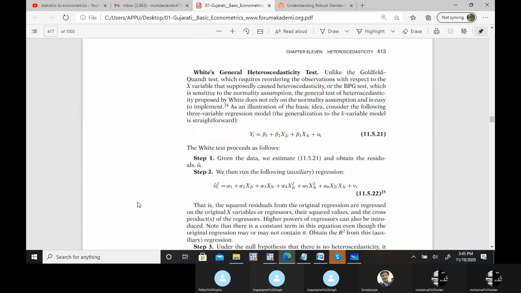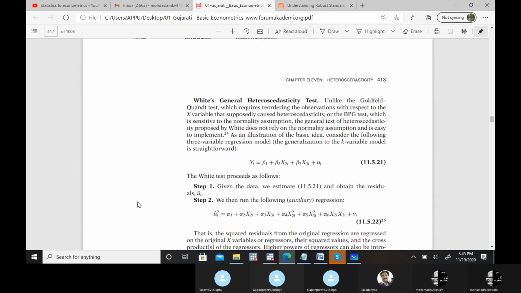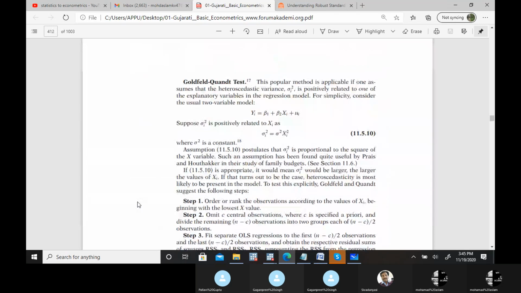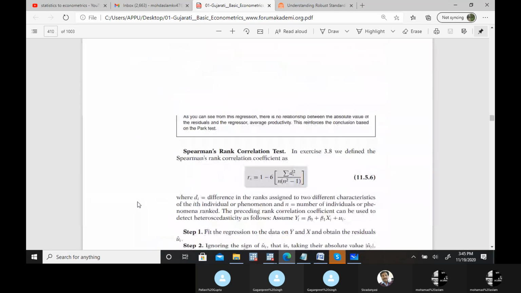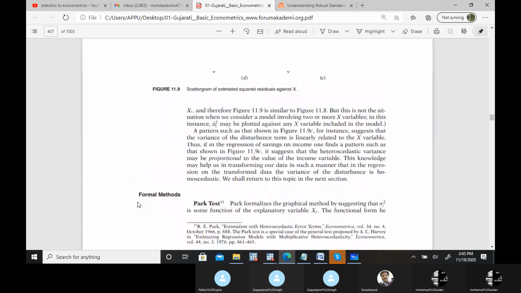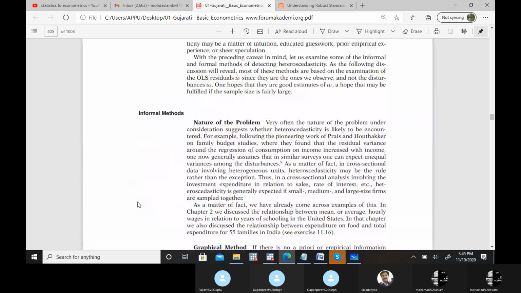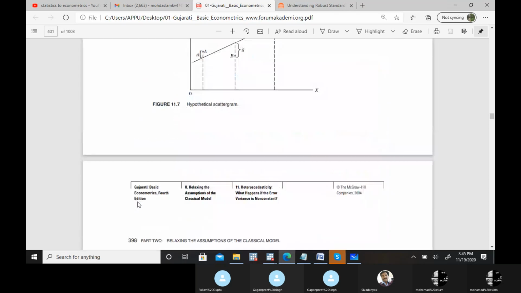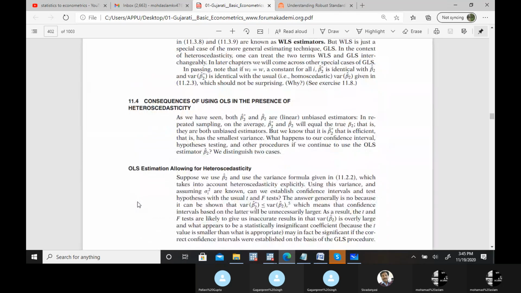How can you do that? First, just try to understand how this remedial measure will work. Then I'll come to the options which you can try to get rid of the heteroscedasticity problem. The process is the solution.